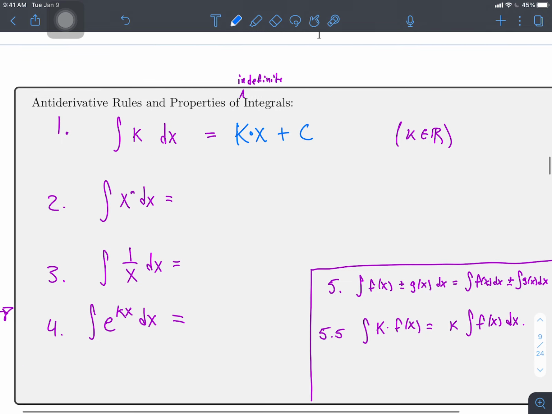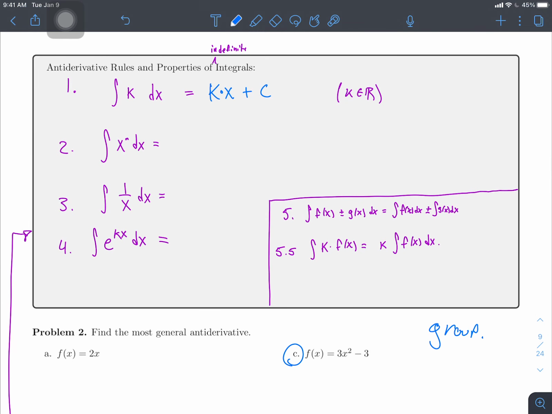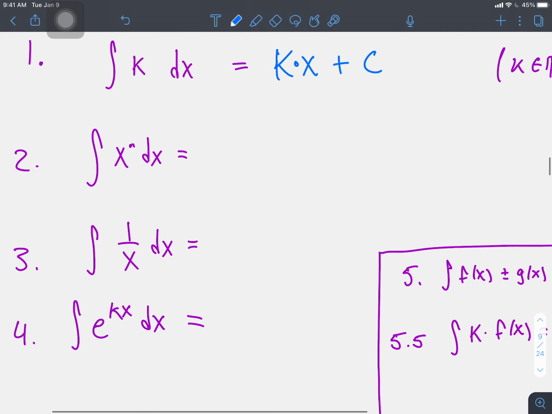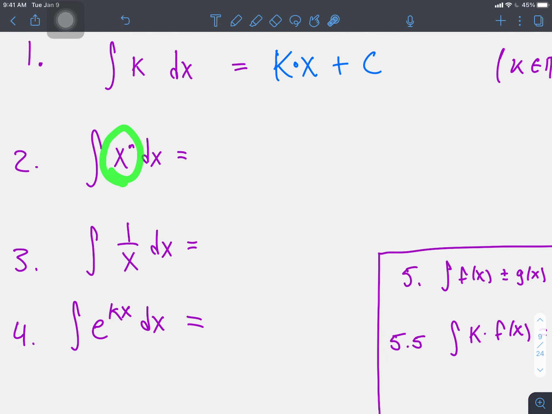Any questions on the first one? All right, let's try the second one. I have a function whose derivative is x to the power n. So what are going to be some features of a function whose derivative is x to the power n? It's going to be x to some other power, right? If I take x to some other power and I take its derivative, what happens to the power of that function?